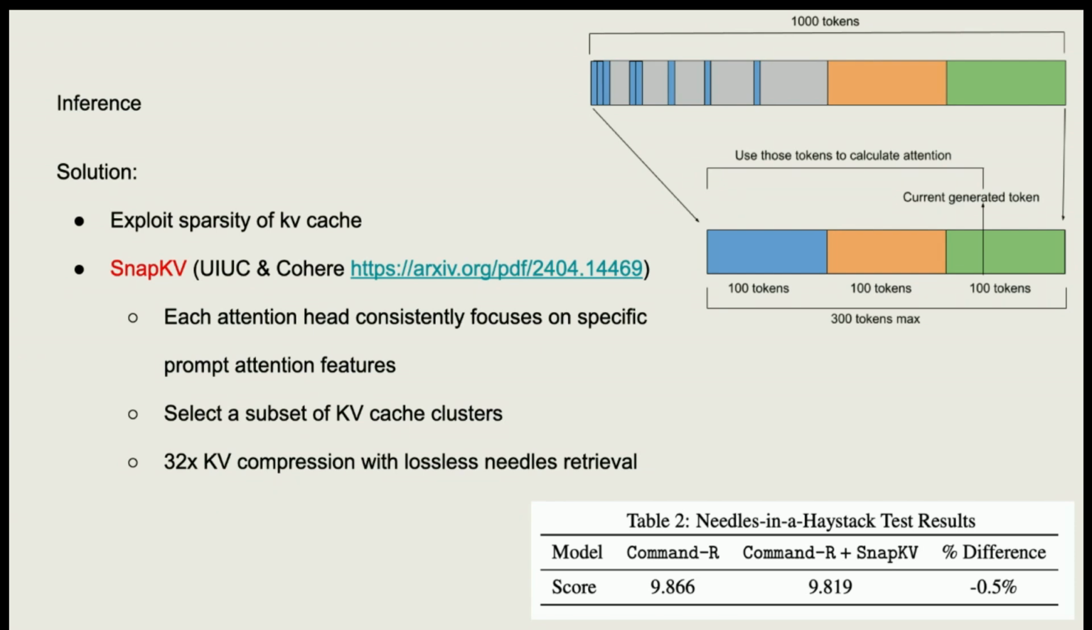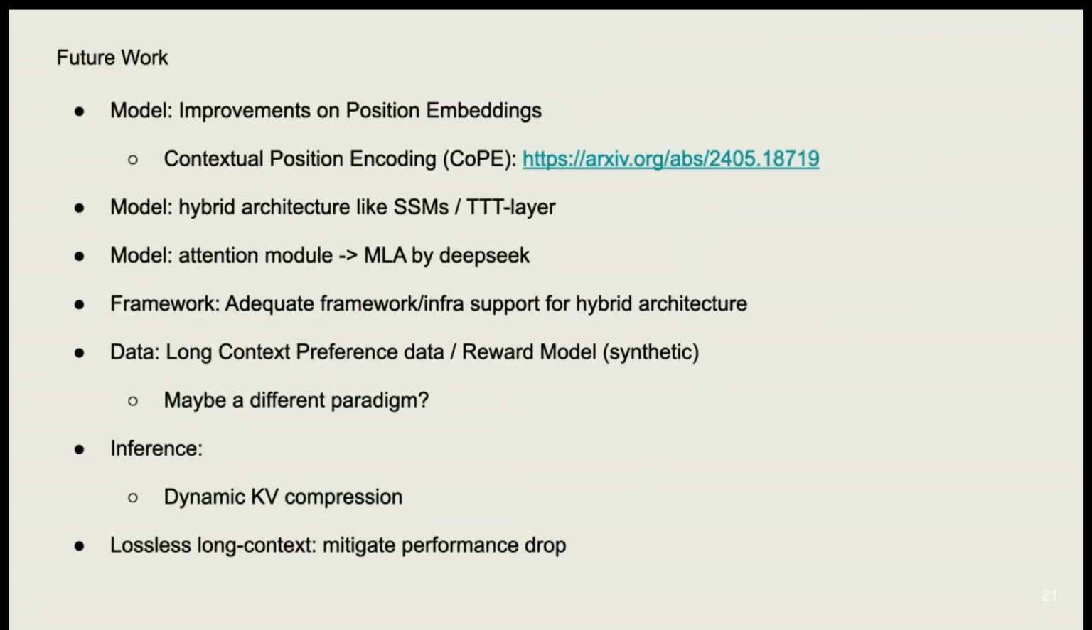And we can achieve a 32K KV compression ratio with basically lossless needles retrieval. If you look at the bottom right, we tested this SnapKV method on Command R. We're able to compress the conversational history from 128K to 4K with only 0.5% difference in the evaluation benchmark, which is basically lossless. And there are a bunch of other work on this to sparsify the KV caches, which is also more or less efficient. I listed the link of the paper in the presentation slide.